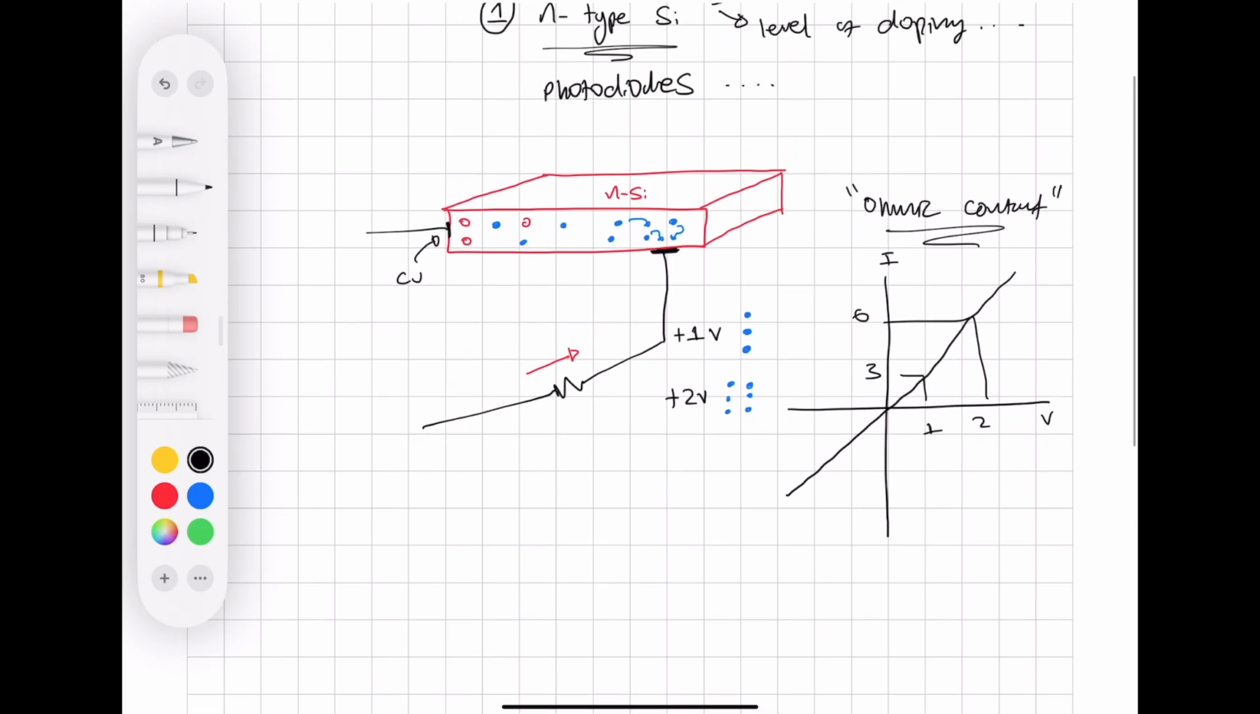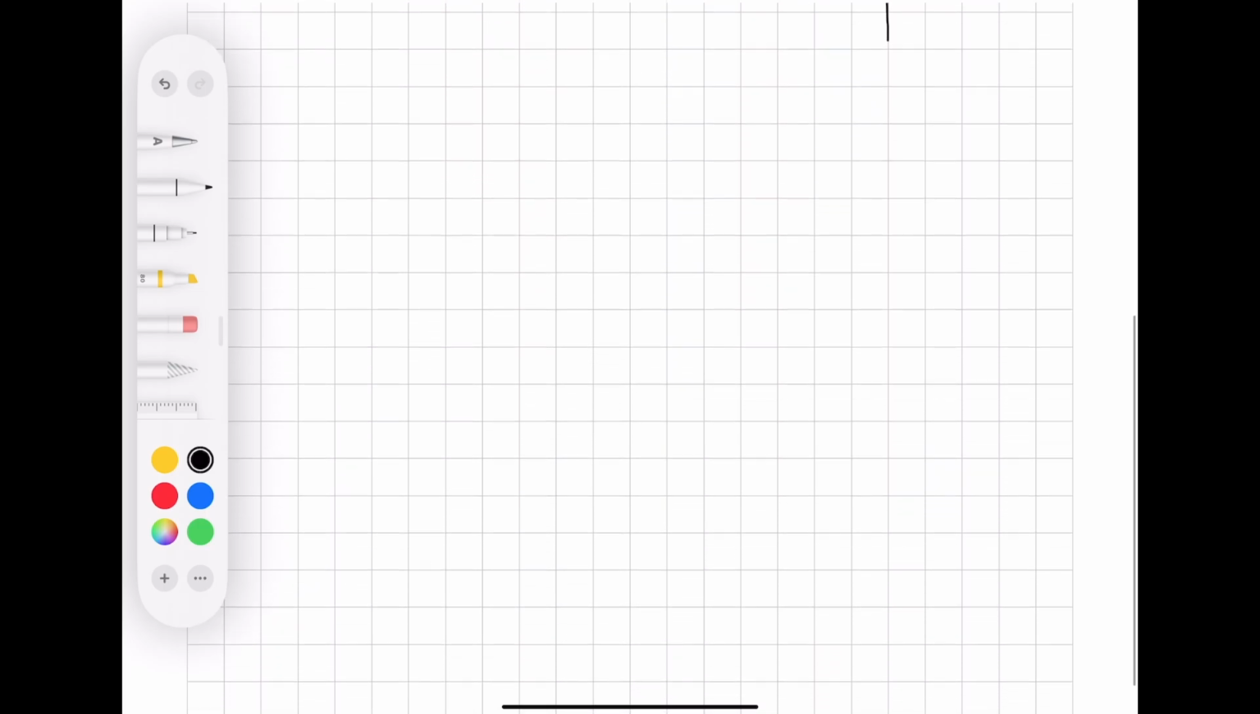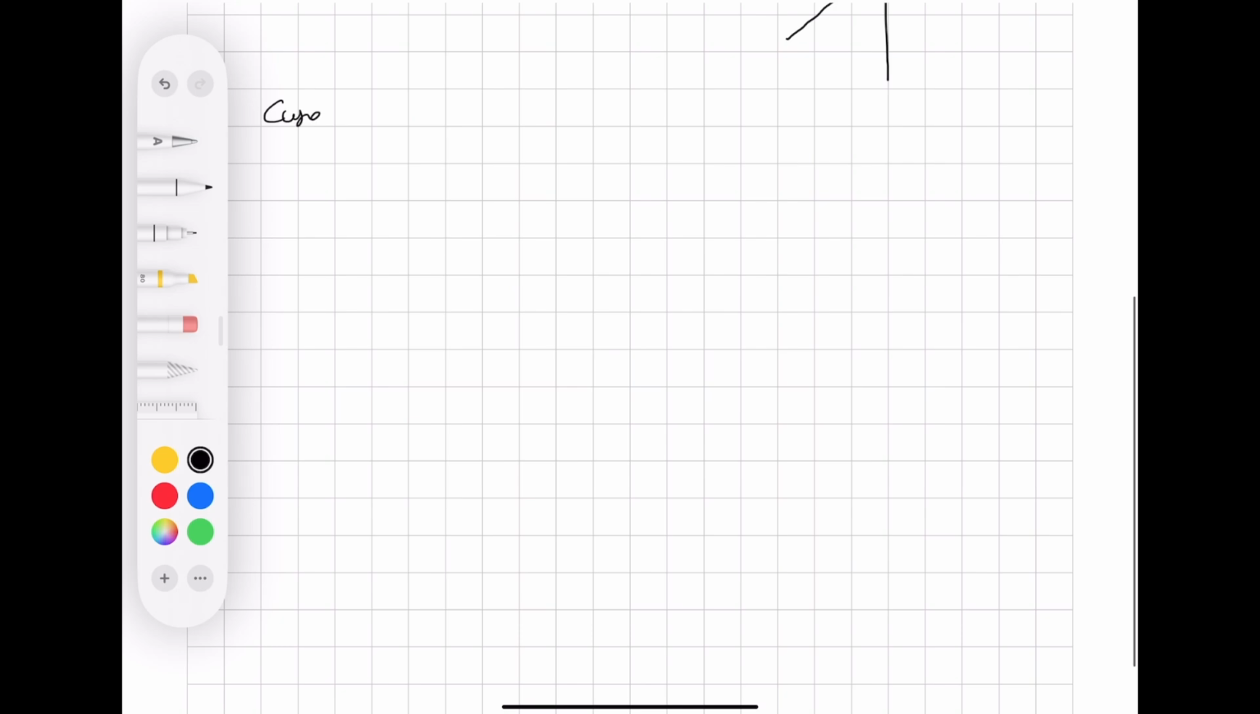So this would be the case, let's call this case 1, where we're in the dark, so absolutely no external sources that might increase this current, or give us photocurrent. So actually, let's talk about that now. Case 2 would be when we have light shining on it.